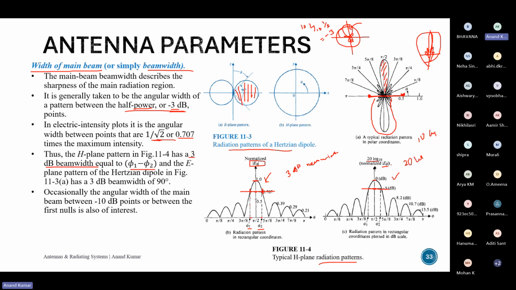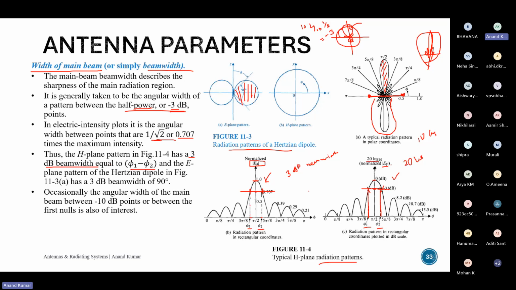So at minus 3 you draw a line, drop down the places where the curve intersects. You get the phi 1 and phi 2 values. The difference of these will give the 3 dB beam width. So this is the 3 dB beam width.